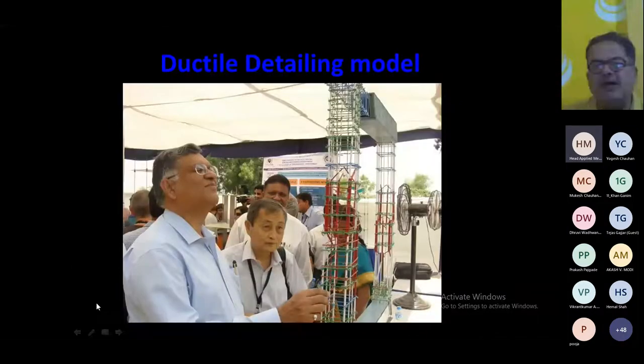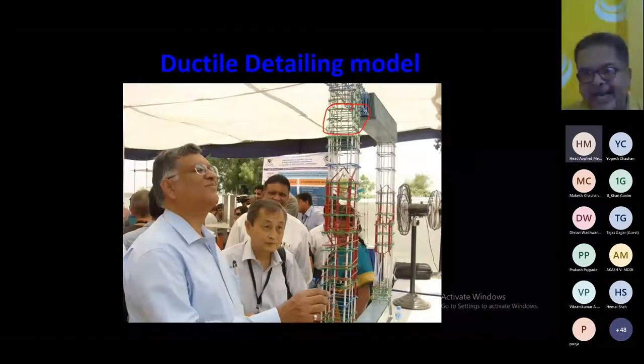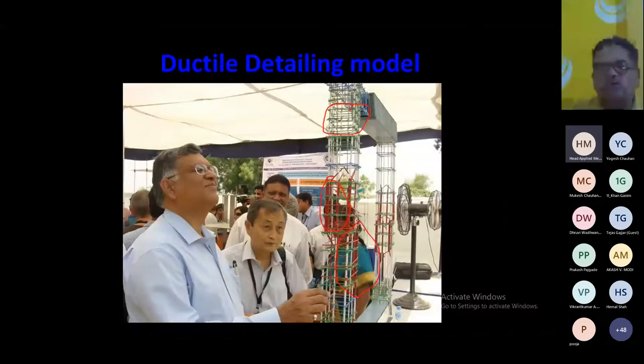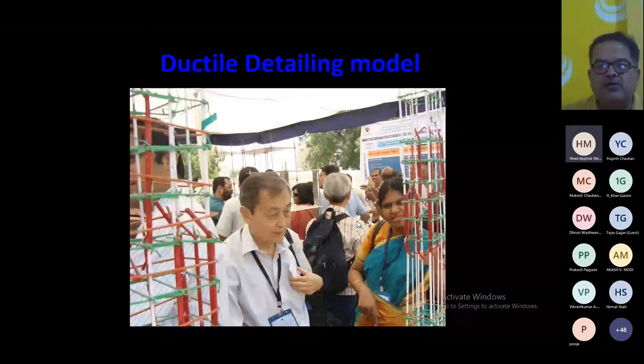And then we have developed a model, and it will exhibit everything, right? This is very important. You can see here, this is a closed stirrups. At the bottom, you have closed stirrups, and in the middle part, you are lapping half here. So you can understand through this reinforcement how the ductile detailing is provided, right? So this is very important for us.